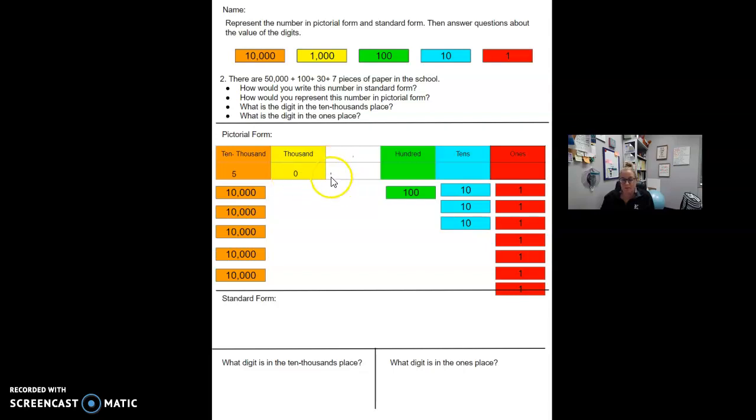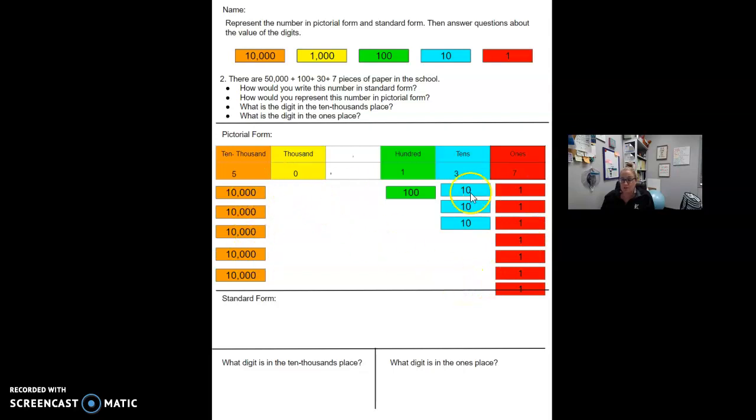I have my comma. Now I move to my hundreds. How many hundreds did I use? Just 1. How many 10s did I use? 1, 2, 3. So I'm going to put a 3 right here. And how many 1s did I use? 1, 2, 3, 4, 5, 6, 7. So I used 7 1s. So I'm going to put a 7 there.